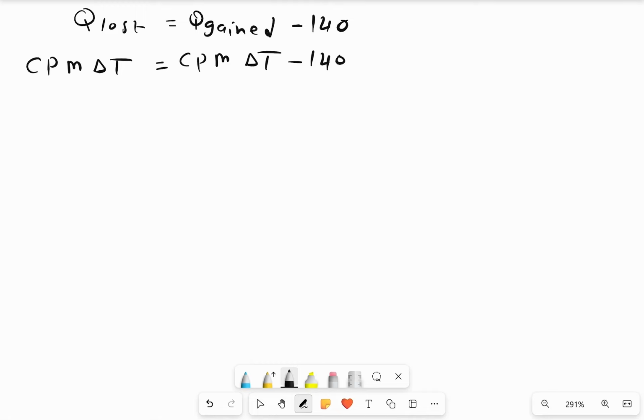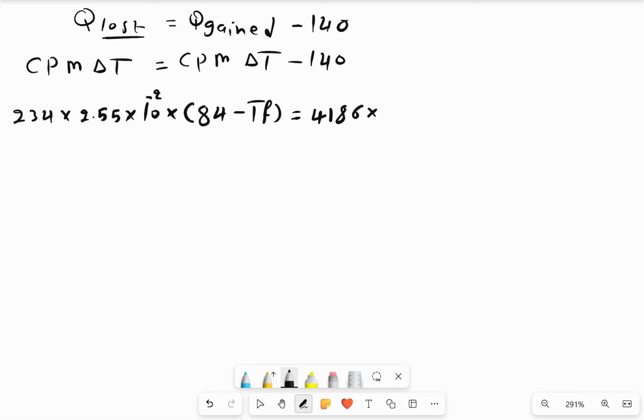Let's just write the givens we have. Cp of silver is equal to 234 times mass, which is equal to 2.55 times 10 to the power of minus 2. Then we have delta T. Because heat is lost, it's going to be initial minus final. My T initial is equal to 84. I don't have T final. Then this is equal to 4,186 times mass of the water, which is 5 times 10 to the power of minus 2. Then times delta T, which is going to be final minus initial. Why? Because water is gaining heat. Then T final minus 24, which is T initial for the water, minus 140. Don't forget this one too.